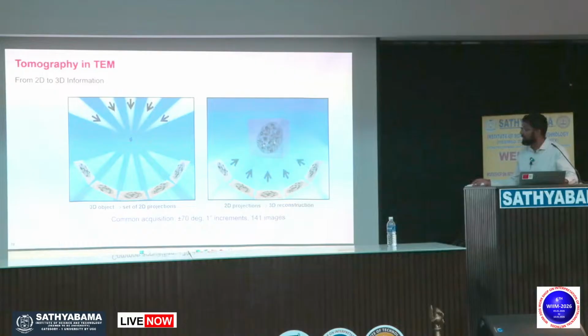For example, the tilting angle is plus minus 70 degrees. So it's a general thing. You can collect as many as possible from your samples. This involves not only the software, but also hardware, the microscope, and it is also an expensive process. So I can show you how this looks.